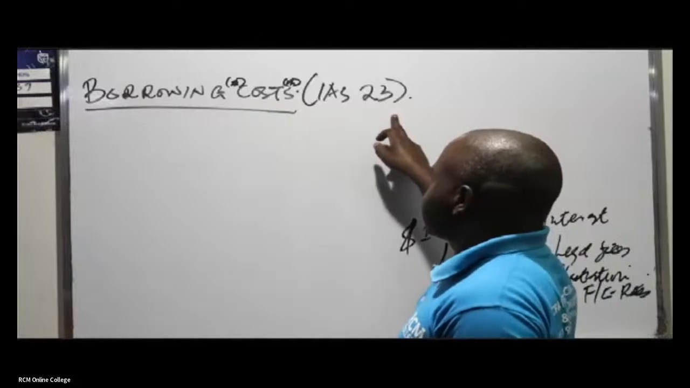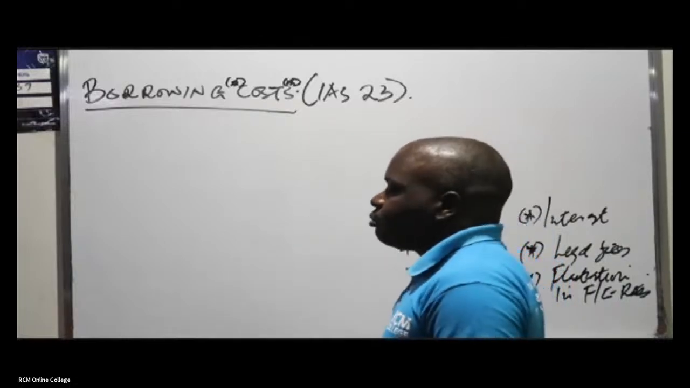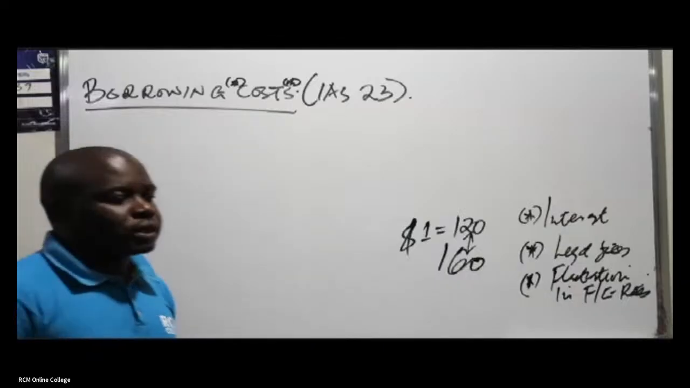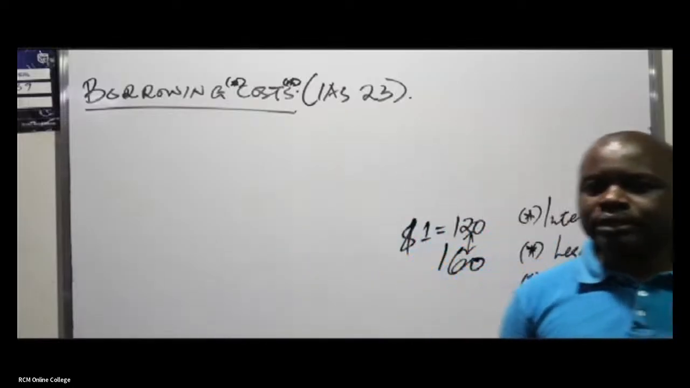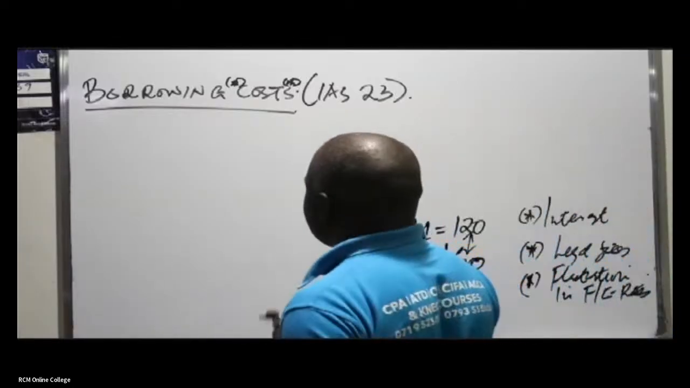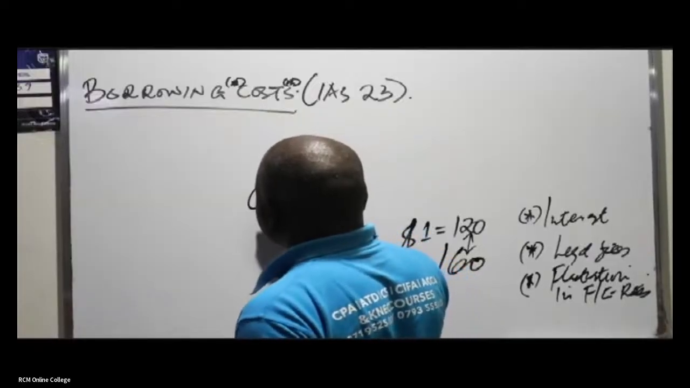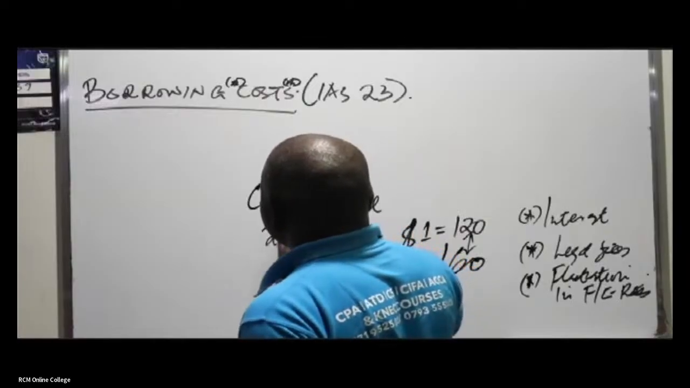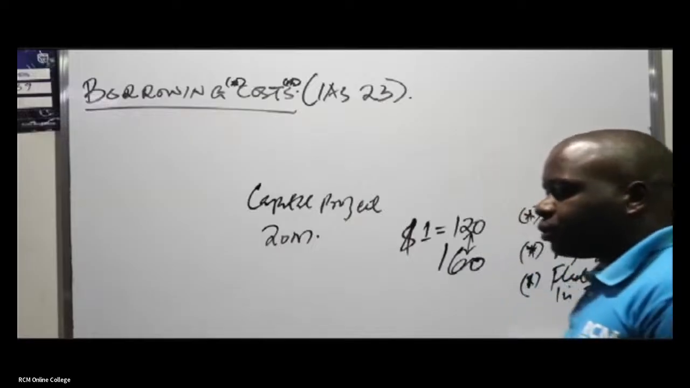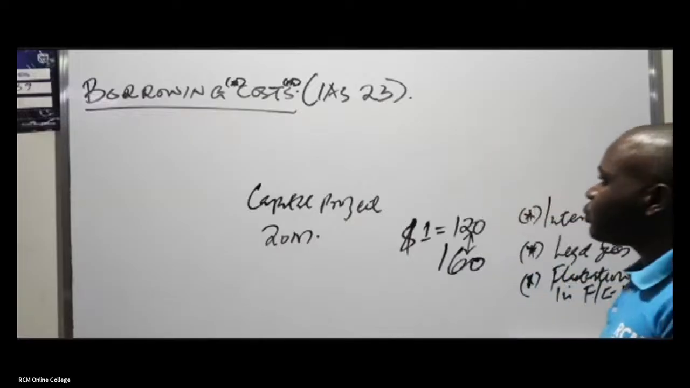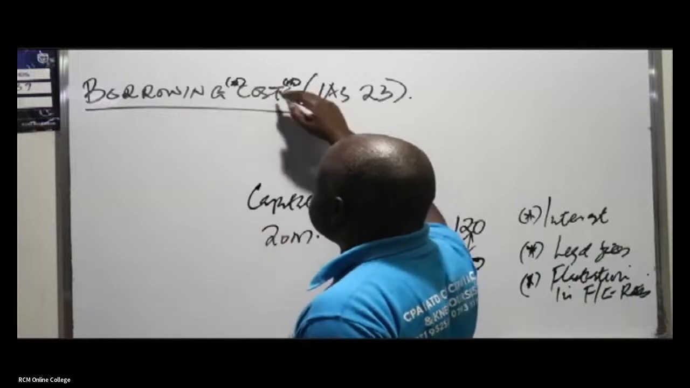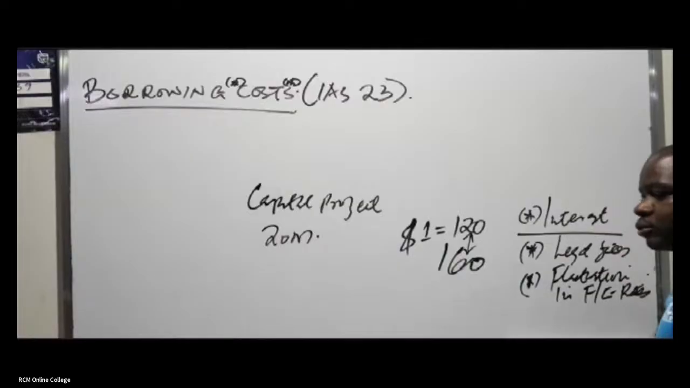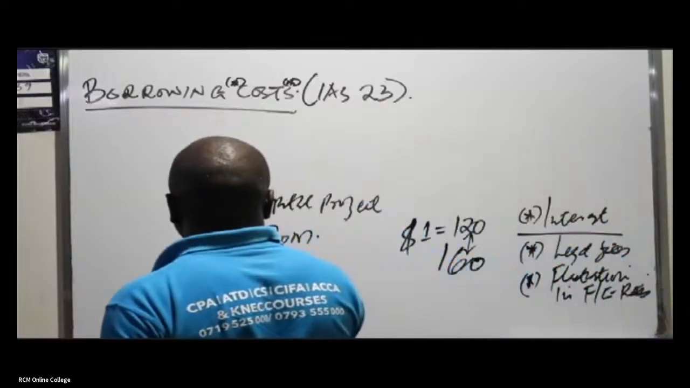This standard provides us with guidance as to how you account for such borrowing costs whenever the borrowing is utilized for capital projects within a reporting entity. Let's say, for example, they borrowed 20 million. When they borrowed this 20 million, there is a cost. Part of the cost, which is most obvious and predominant, is interest.